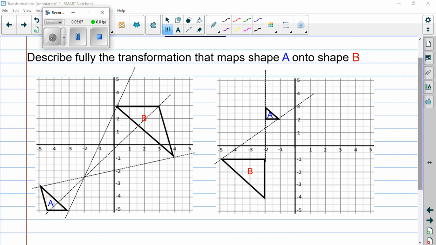So welcome back. I've kind of started going while you've been off doing yours as well. So we know these are enlargements, right? I have drawn the lines so we can see that the center is at -2, -2.5.